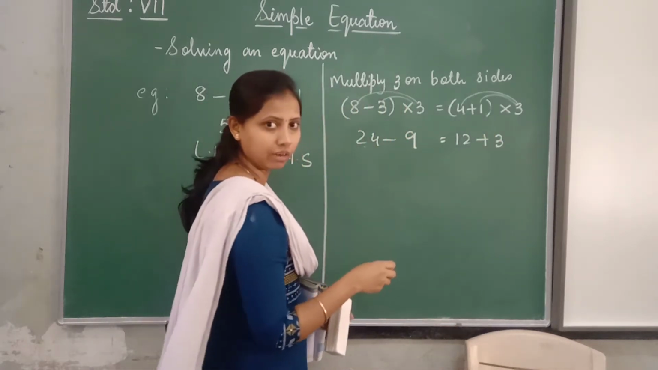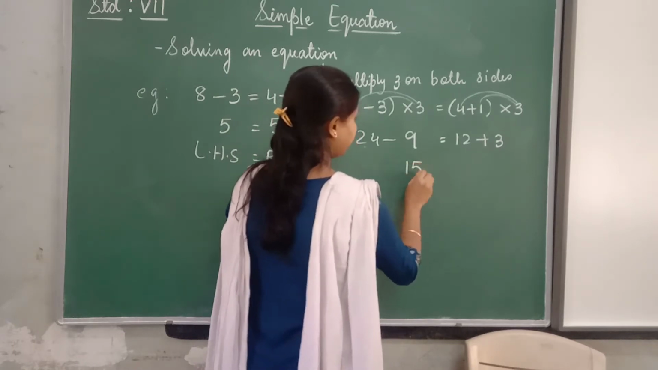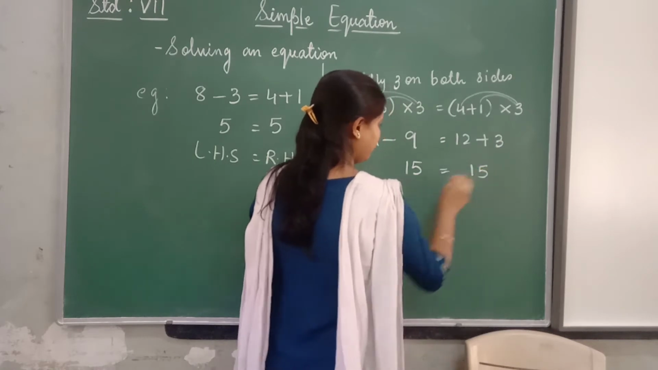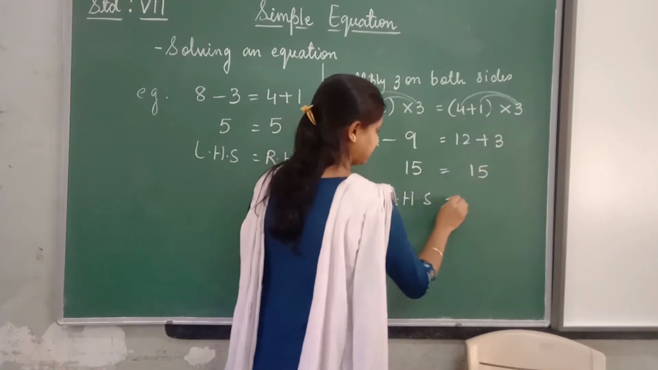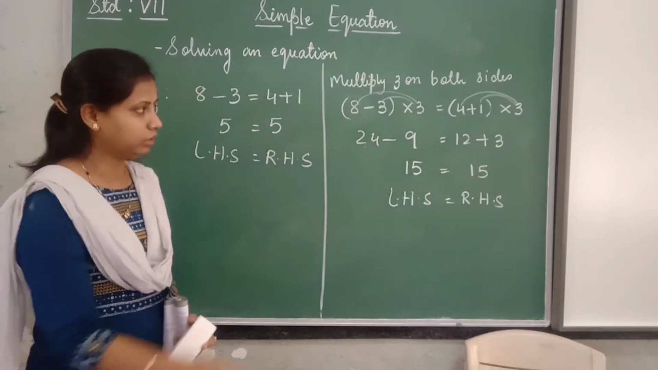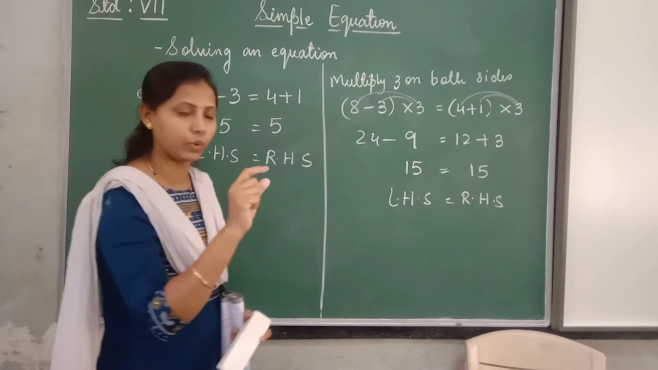24 minus 9. What is 24 minus 9, children? It is 15. Yes. And 12 plus 3 is also 15. That is again LHS is equal to RHS. Okay. So this way, when you multiply a same number on both the sides, the equation remains the same.